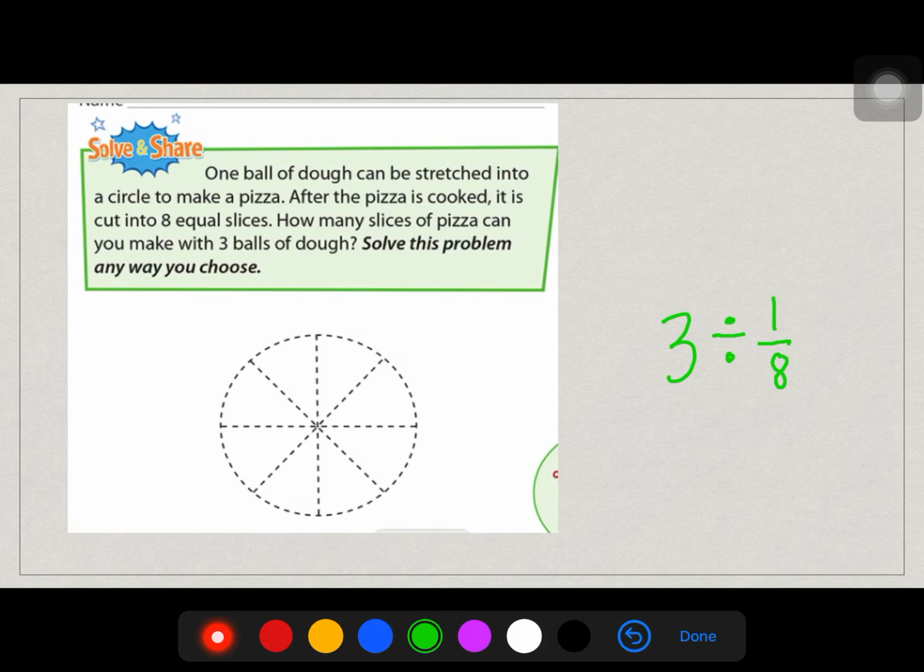If I have 3 balls of dough and I divide each pizza into 8s, how many slices will it be? Excellent. As you can see, there are 8 slices in one, so in 3 of them, there would be 24.